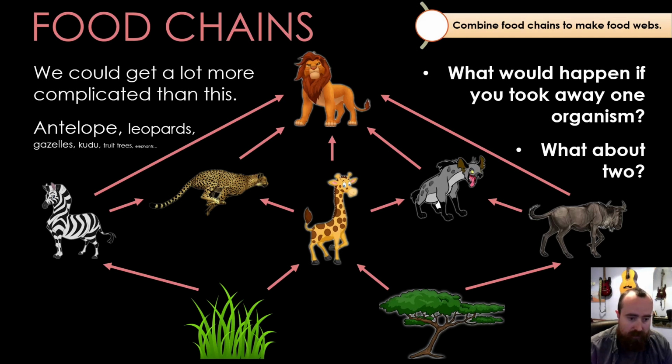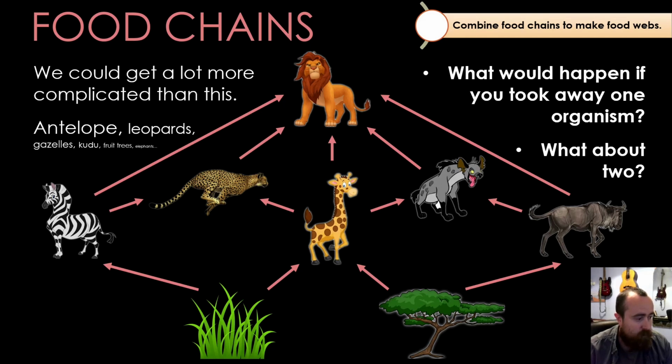What if the 2 organisms that we took away were the grass and the acacia tree? We take away the grass and the acacia tree, there's suddenly no food for the zebras, for the giraffes, or for the wildebeest. If there's no food for the zebras, the giraffe, and the wildebeest, they're not going to survive. If they don't survive, then there's not going to be any food for the cheetahs or the hyenas either. And if there's no food for the cheetahs or the hyenas, then in turn there's also no food for the lions. Take away those 2 organisms, things really do start to come tumbling down.